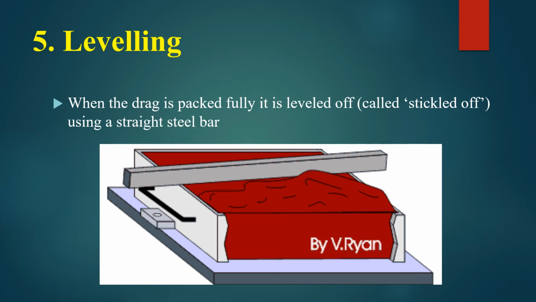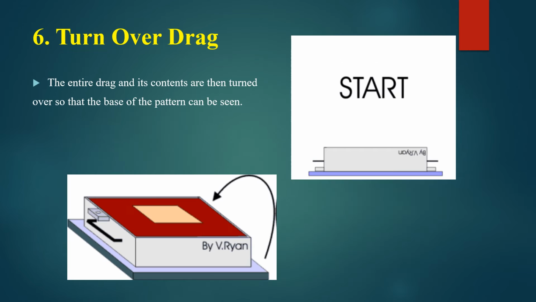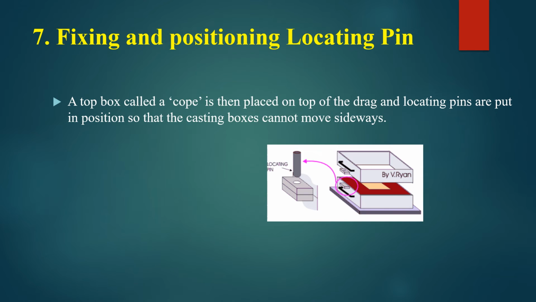Now leveling. When the drag is packed fully, it is leveled off using a straight steel bar called a stickle. Turn over the drag. The entire drag and its contents are then turned over so that the base of the pattern can be seen. Fixing and positioning of the locating pins. A top box called a cope is then placed on top of the drag and locating pins are put in position so that the casting boxes cannot be moved sideways.